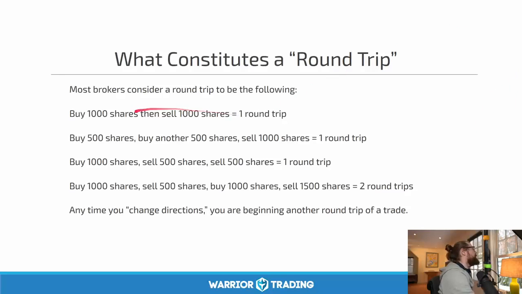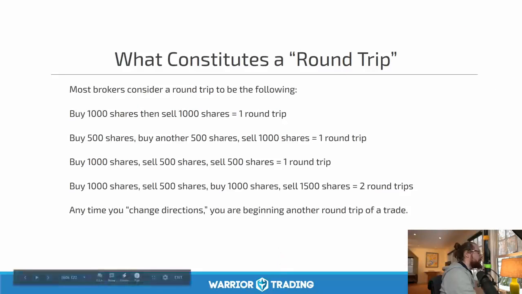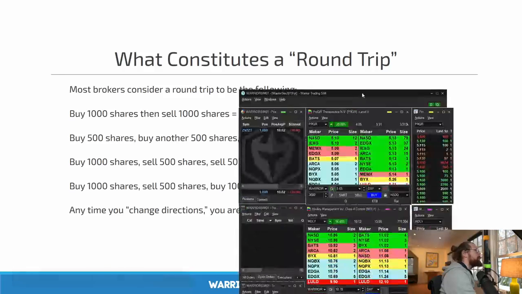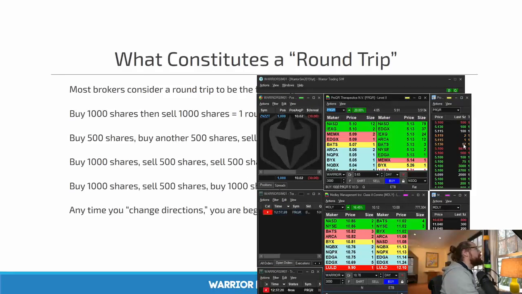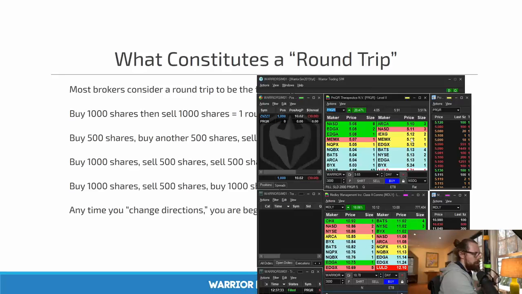Most brokers consider the following a round trip. You buy 1,000 shares and you sell 1,000 shares. So let's just go in here. PRQR. You buy 1,000 shares and you sell it. That's a round trip. Everyone looks at that as a round trip. There's no question about that. What's this? You buy 1,000 shares, you buy another 2,000 shares, then you sell it all. That was 3 orders, 2 buy orders and 1 sell order. That's still a round trip for most brokers.